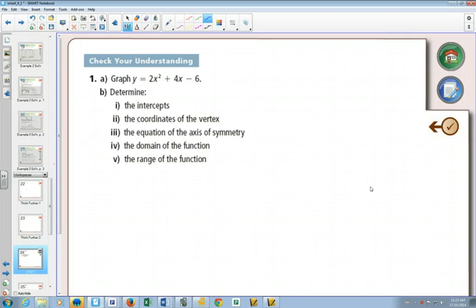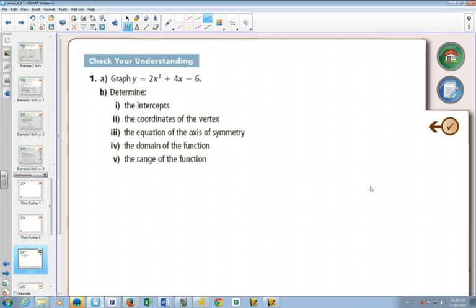So we've got y equals 2x squared plus 4x minus 6. We're going to graph this without our calculator and figure everything out. Okay? First of all, can you tell if it's going to open up or open down? It's going to open up.